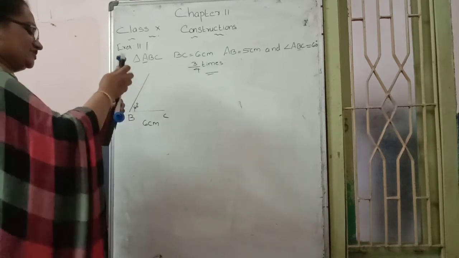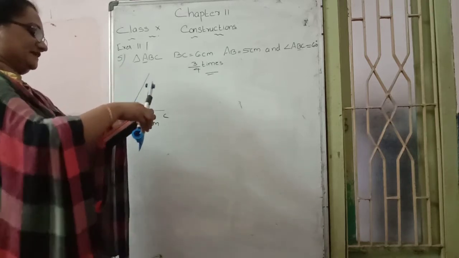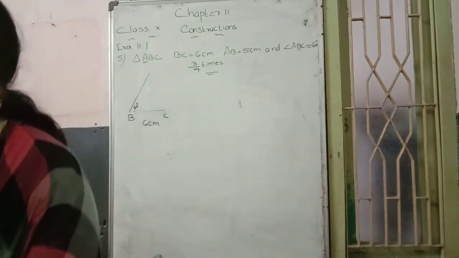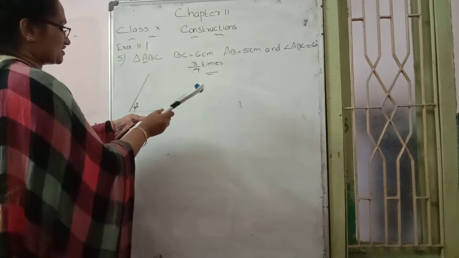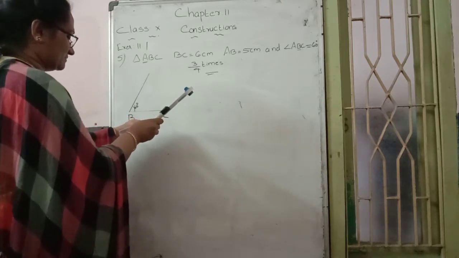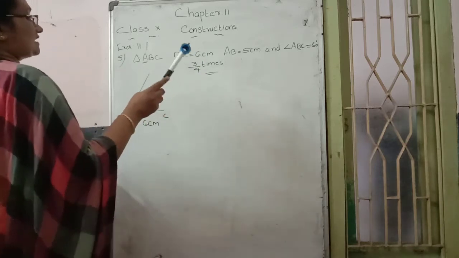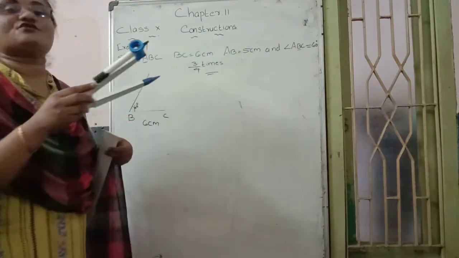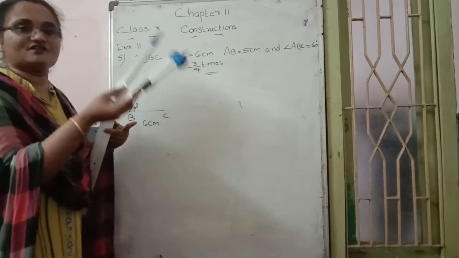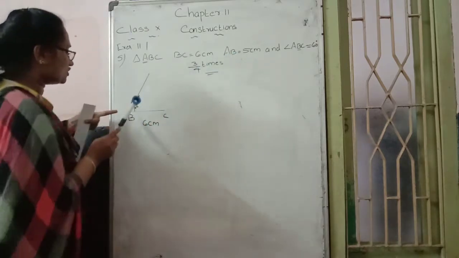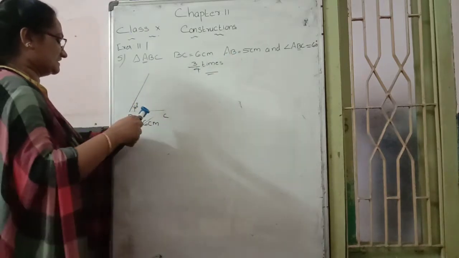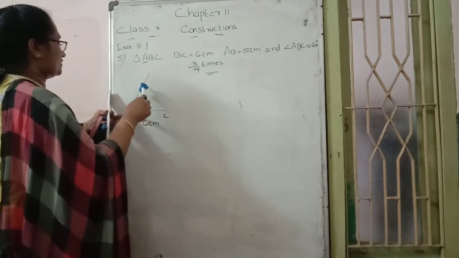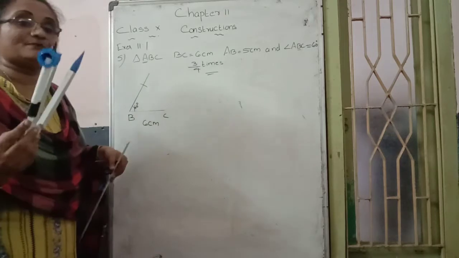Next we take the 5 cm measurement using the compass, measuring from 0 to 5 cm. Where do we keep our compass? Not at C, because the AB side value is 5 cm. We do not know point A and want to construct it, but we know where point B is. So we take point B as the center and draw an arc like this, with B as the center.